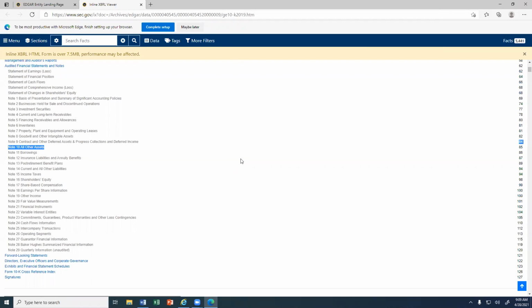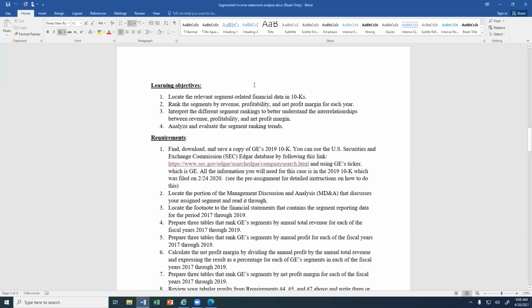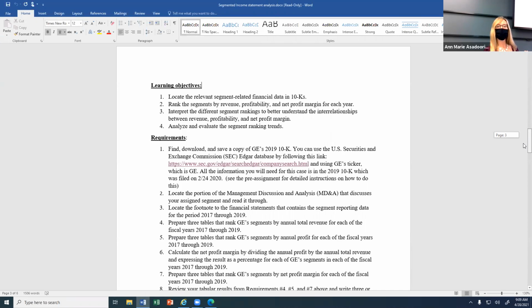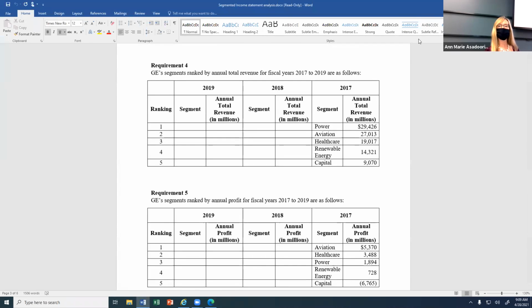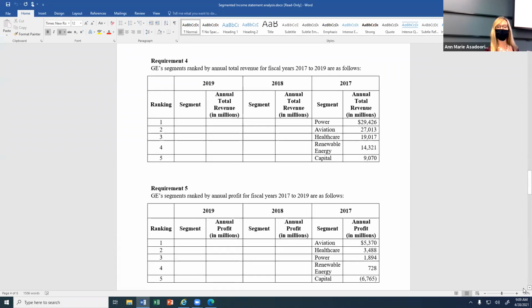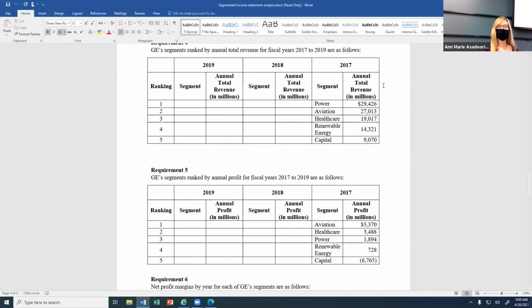So all we need to see on the footnote is the number 26. 26 is the footnote that talks about your operating segments. Yes. Okay, thank you. Yeah, and when you're there, you'll know you're in the right place because I've done 2017 for you. So you'll be able to see that I have pulled out the revenue and the profit. So you can let me know if you're not finding it.